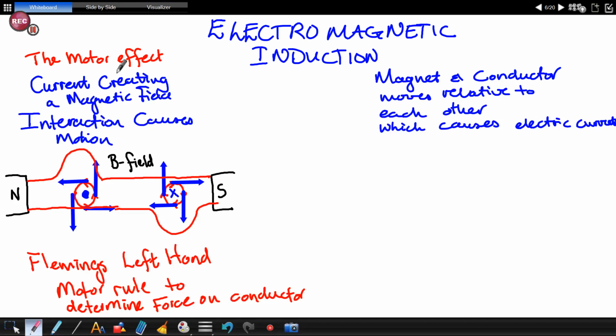So here a current is creating a magnetic field, and the interaction between the magnetic fields causes motion. And the direction of the motion will be determined by Fleming's left-hand motor rule.